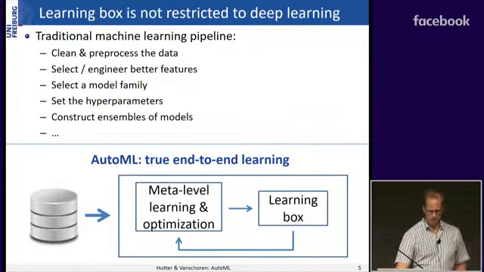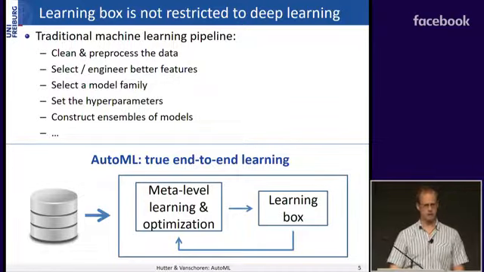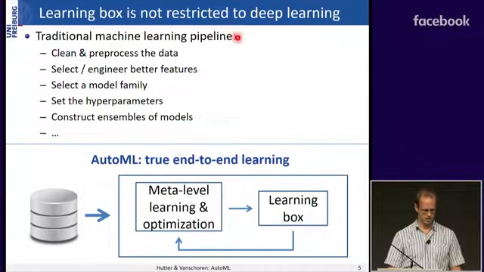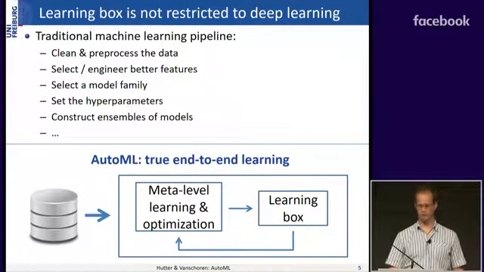One note, this learning box here is not constrained to be a deep neural network. It can also be some traditional machine learning pipeline where you need to clean and pre-process your data, select and engineer better features, select a model family and its hyperparameters, and construct ensembles of these models. And you can also do meta-learning, meta-reasoning about which types of hyperparameters work well in these frameworks.